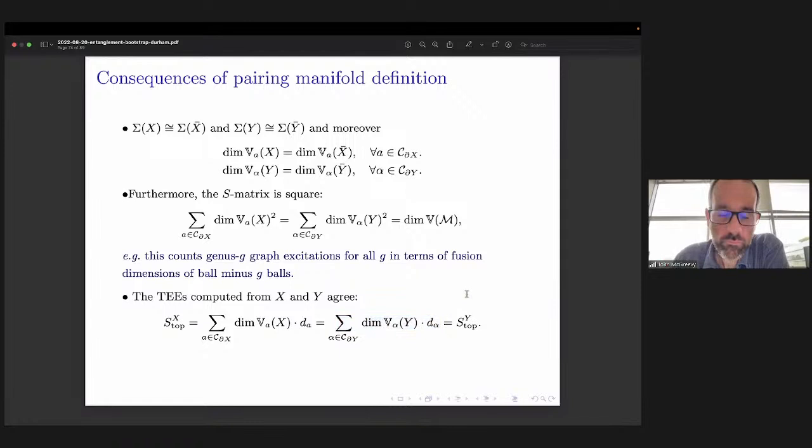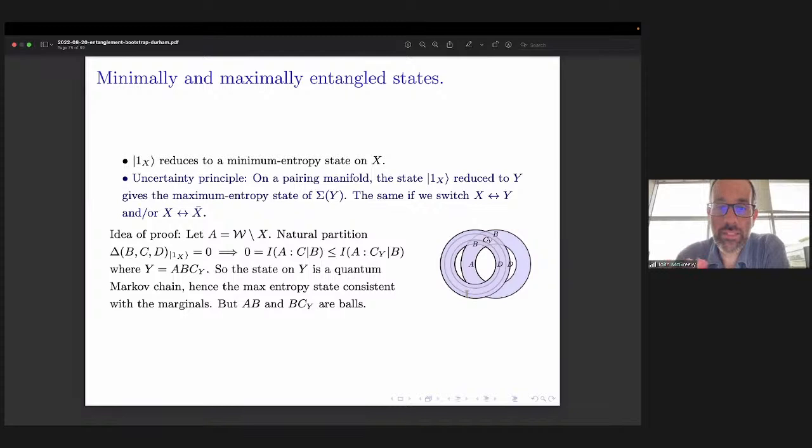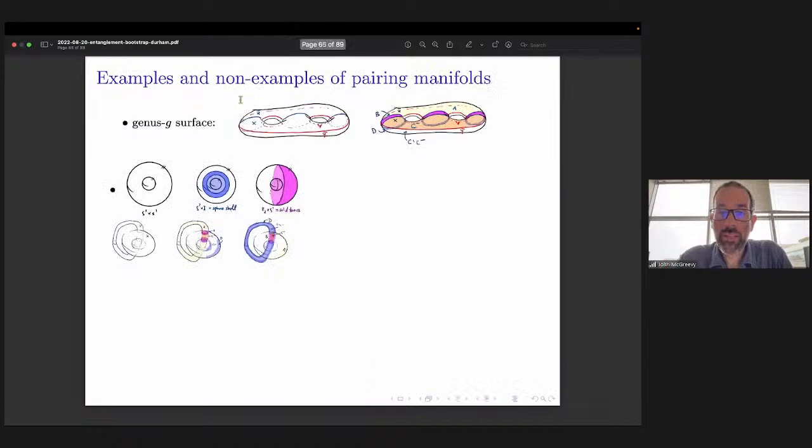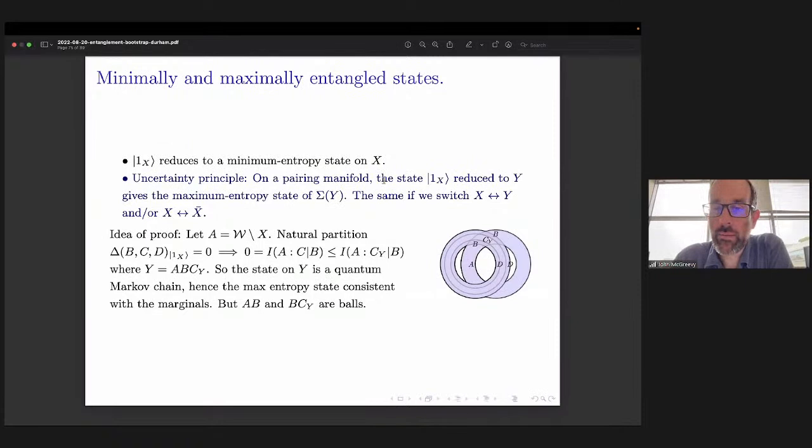Okay, so continuing the list of consequences, we define the state once of X, which is a state on the closed manifold, which reduces to an extreme point on X, which in particular is a minimum entropy state. When I say that in the definition X and Y are conjugate vacuum completions, what I mean is the following. They satisfy a sort of uncertainty principle: the state once of X, which reduces to an extreme point on X, if I reduce it to Y instead, gives a maximum entropy state. In fact, it's in a certain sense a maximally entangled state between Y and its complement.